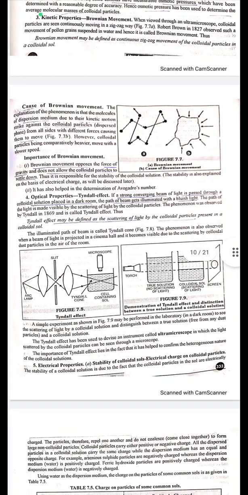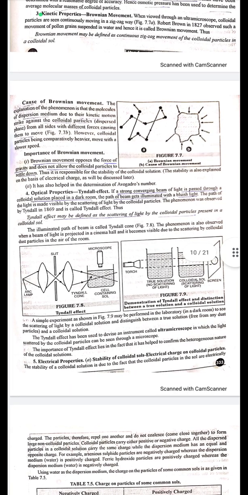Cause of Brownian movement. The explanation of the phenomenon is that molecules of a dispersion medium, due to their kinetic motion, strike against the colloidal particles from all sides with different forces, causing them to move. However, colloidal particles, being comparatively heavier, move with a slower speed.